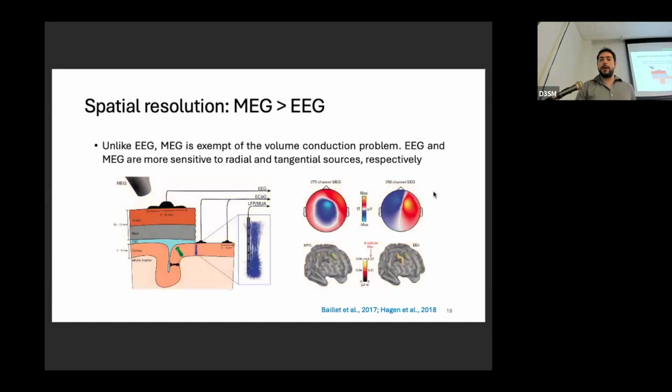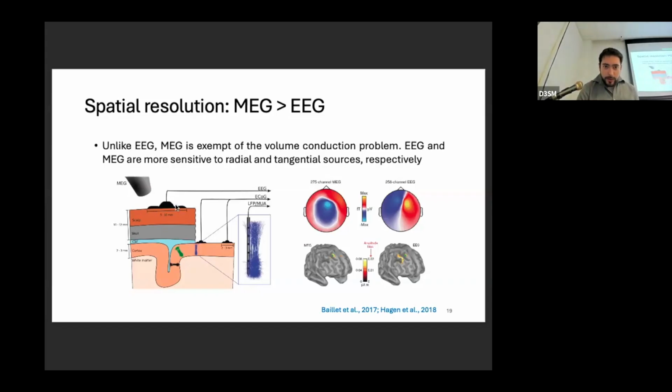So just giving you a comparison between MEG and EEG, you probably heard that MEG has better spatial resolution. And the reason for that is that unlike EEG, MEG is exempt from the problem of volume conduction. So in this figure on the left, you see a cartoon that exemplifies different types of electrophysiological recordings. So you have the cortical surface. And as you know, above this, we have the subarachnoid space filled with CSF. We have the skull and we have the scalp. So when we use EEG or MEG, we're recording these signals from outside the scalp.